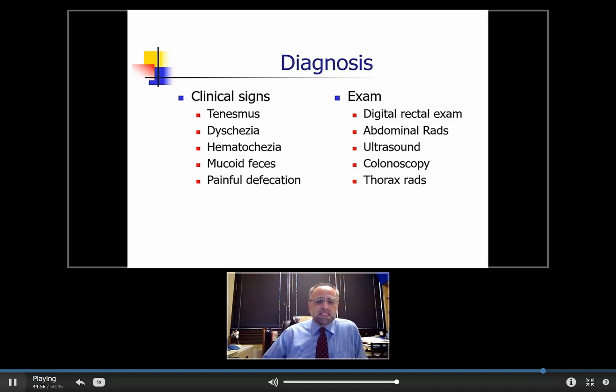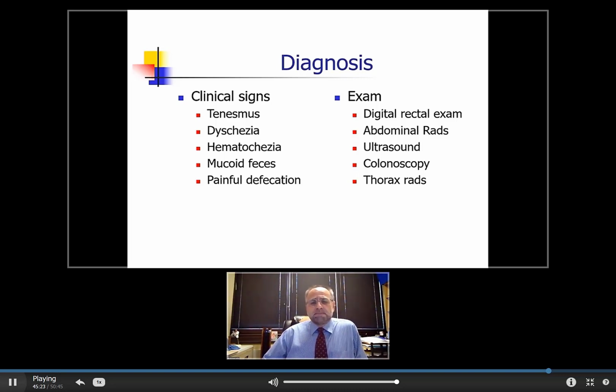There may be some blood in the stools or maybe mucoid feces. There's typically some frank bleeding that's associated with polyps, and they may be painful when they're defecating if there's a larger tumor in the wall of the rectum. Physical exam, our rectal exam is going to be important, certainly observing for any blood on our glove after doing a rectal exam and palpating the rectal wall, checking the prostate, all those things.